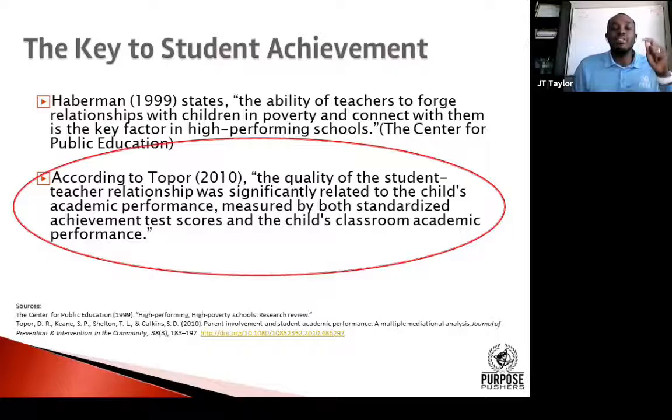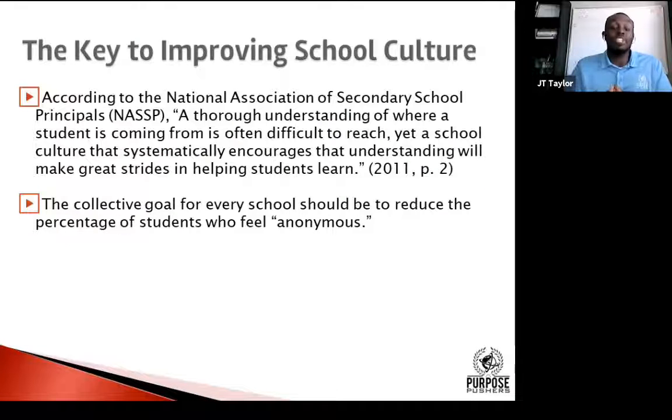Listen, the quality of a student-teacher relationship happens to be significantly related to students' academic performance, measured by both standardized achievement test scores and the child's classroom academic performance. Now, wait a second. I know you're thinking, no, we just got to keep on remediating. No, we just got to keep on reviewing. No, we just got to keep on covering the content. The research does not validate that perspective. The research tells us that when we develop relationships with students, students' academic achievement increases. Even their standardized test scores will increase when we practice relational teaching. It's the key to academic achievement.